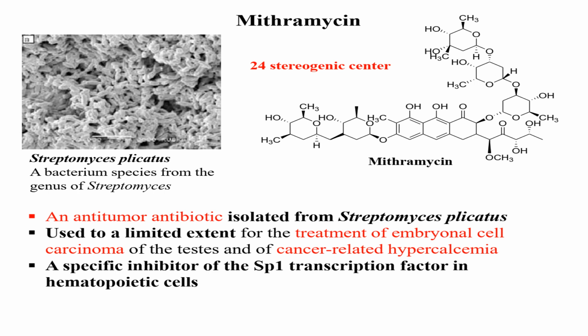Mithramycin has 24 stereogenic centers, which means there can be almost 2 to the power of 24 stereoisomers. So it has a very, very large number of stereoisomers.